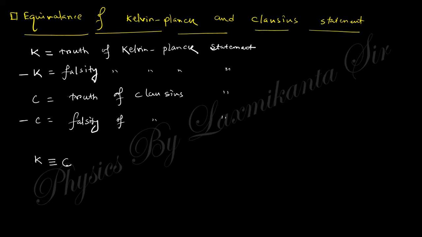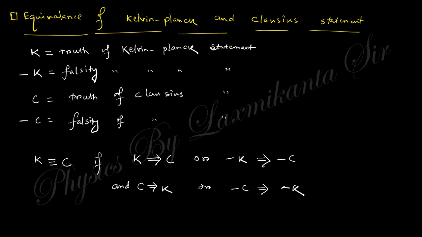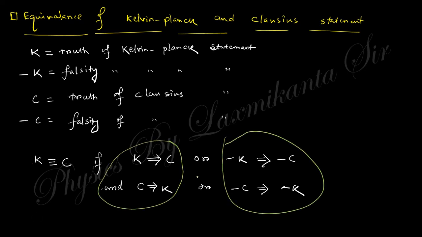K is equivalent to C. That means the Kelvin-Planck statement is equivalent to the Clausius statement if you can show K implies C, or minus K implies minus C, and C implies K, or minus C implies minus K. Either this combination is true or this combination is true. Then you can see the Kelvin-Planck and Clausius statements are equivalent.